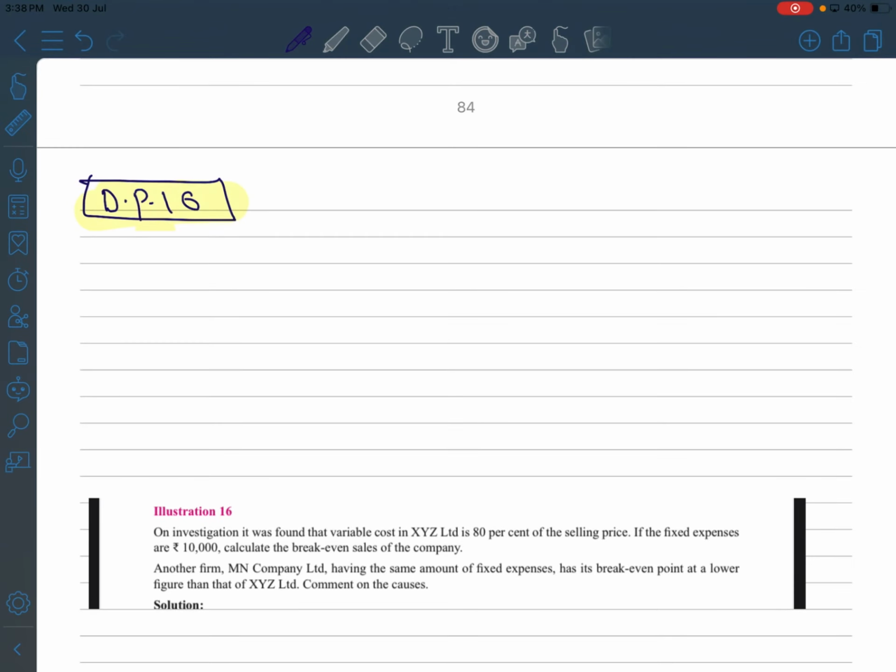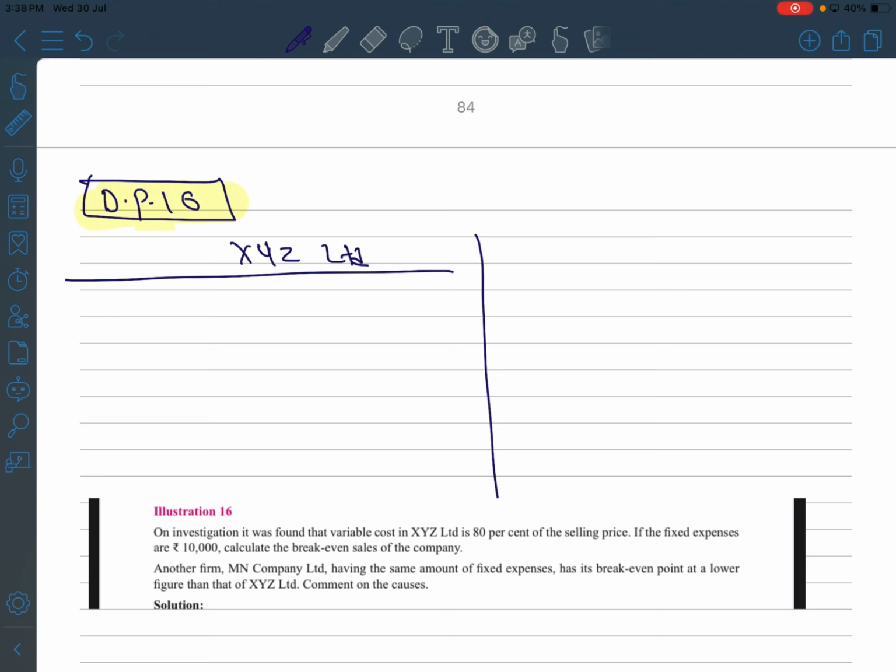The first part of this question is very easy. What does the question say? On investigation, there are two firms. One is XYZ Limited. What is the data of that particular firm that is given?